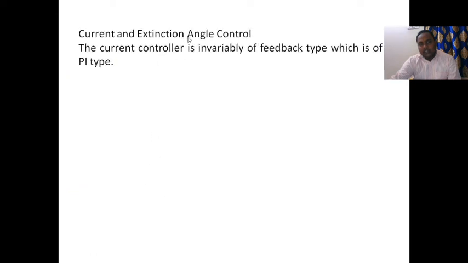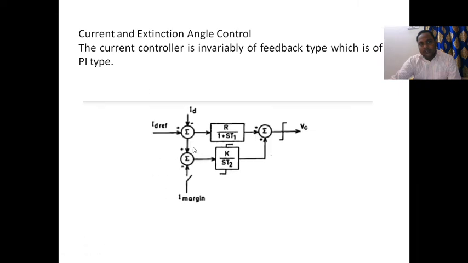Current and extinction angle control. The current control is invariably feedback type, which is of PI type. Please see, this is the actual current and the reference current. So based on this one, we generate the control voltage.